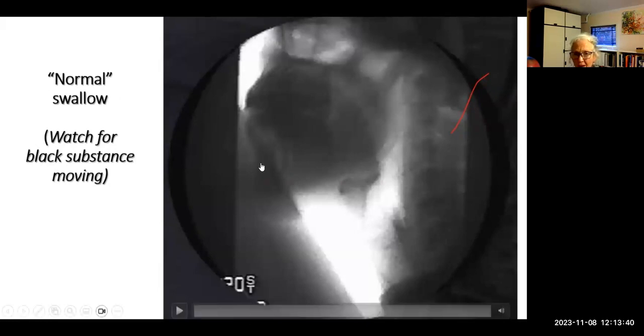Just before that, because some of you may never have seen one of these. This is sort of what you or I look like when we're having something to eat, our lunch or our dinner, wherever you might be. So I'm going to suggest you watch for the black substance moving. And to give a reference, the esophagus will lie here and the airway lies here. And of course, this is the mouth up here.